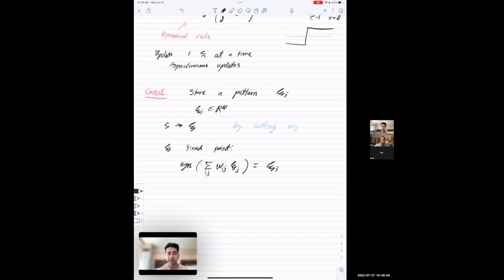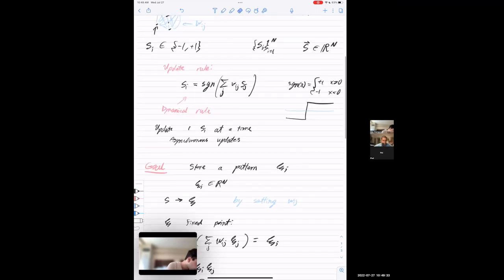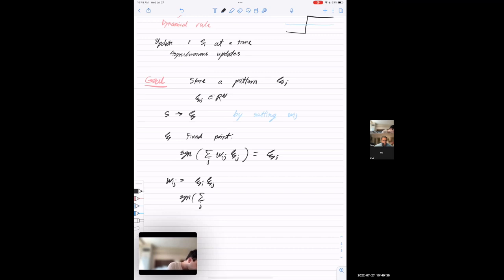And there's an obvious candidate right away for what you might want to do for this pattern. It's just to set Wij to be equal to Ci Cj. And we'll understand why that's a really good idea and how this is secretly the Hebbian rule. And why will this work? Well, if I just look at what happens, I'll have the sign of the sum over j of Wij Sj, but that's just Ci Cj times Cj.